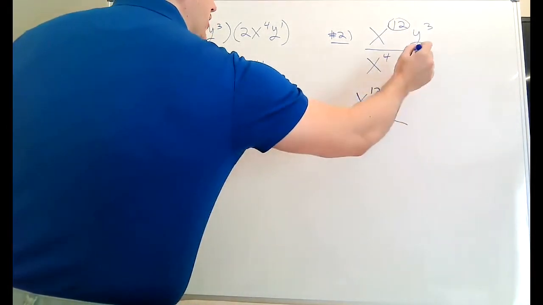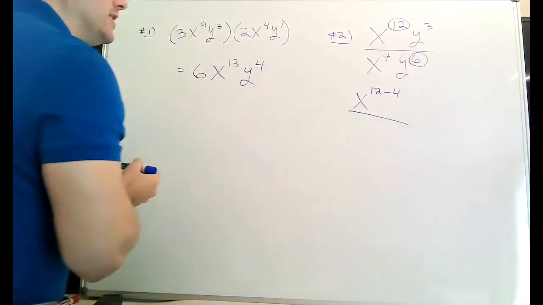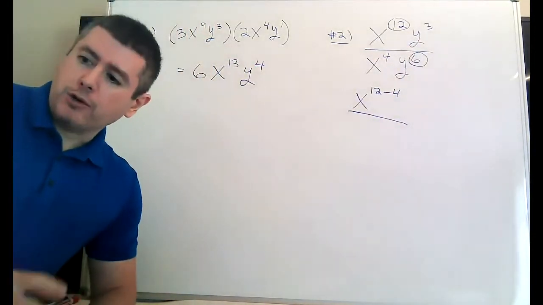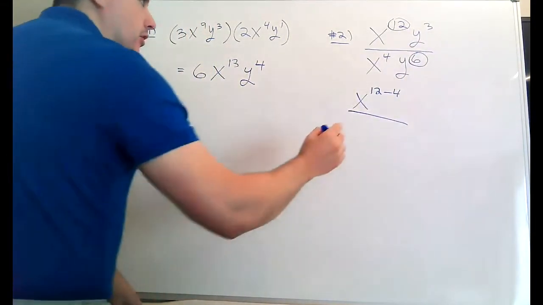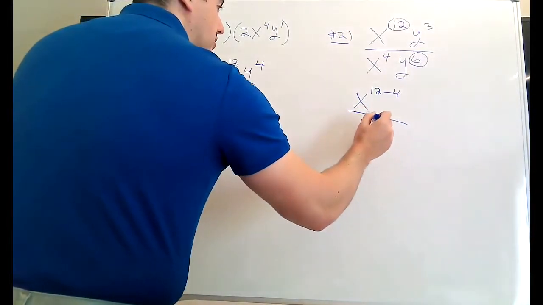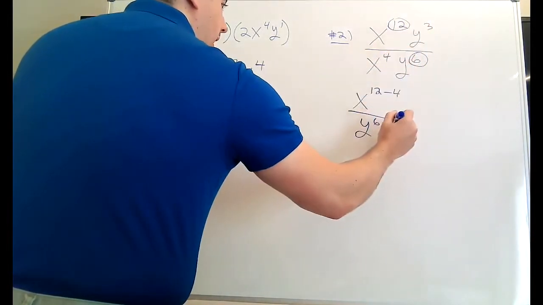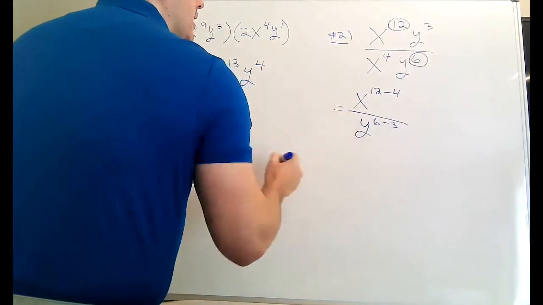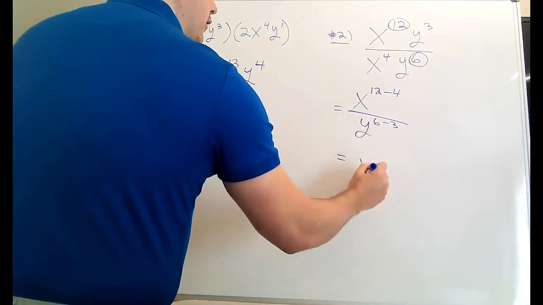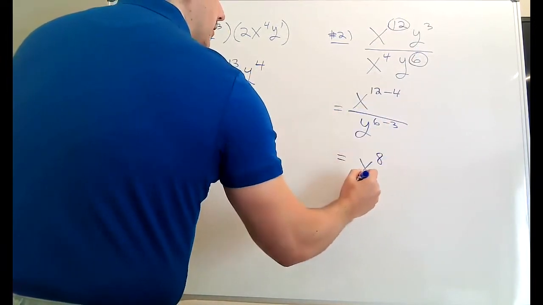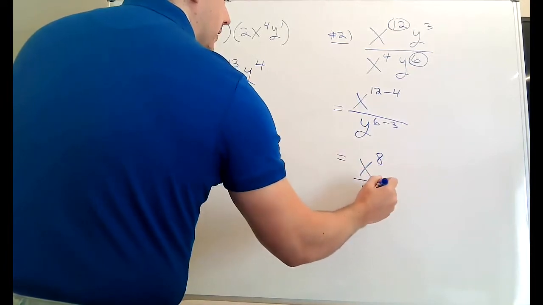Now, with the y's, though, the 6 is bigger. The larger power is on the bottom. So I'm going to put this on the bottom and do 6 take away 3. On top, 12 minus 4 is 8. On the bottom, 6 minus 3 is 3.